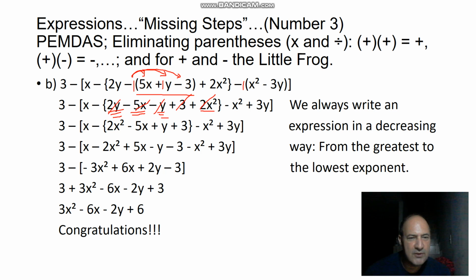Can we join something here? No, it's already added here or subtracted. So let's eliminate. The next step is to eliminate, put in the number 1, and let's begin. Negative times positive, negative 1 times 2, 2x squared. Negative times negative, positive 1 times 5x. Negative times positive is negative 1 times y, and negative times positive is negative 1 times 3, and copy the rest.